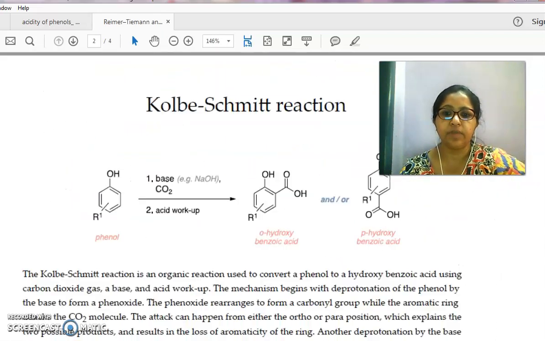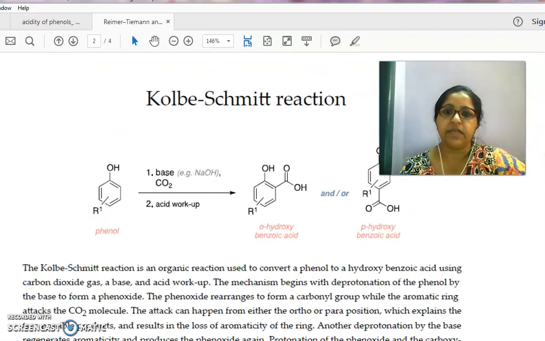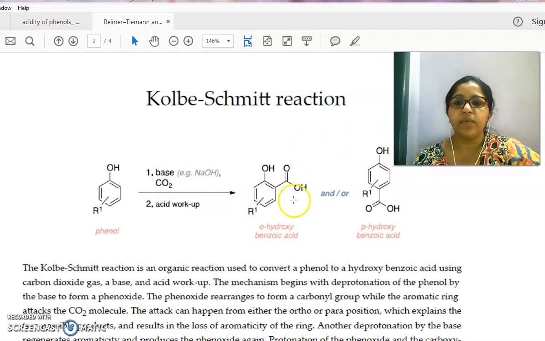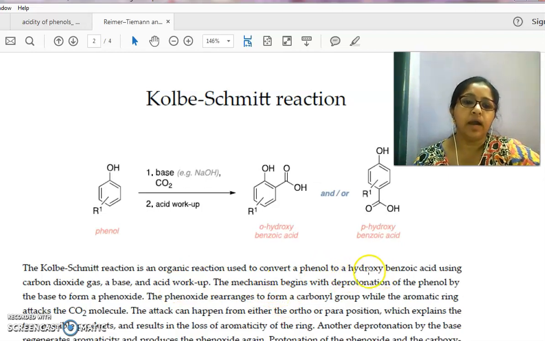Let us go to the next topic, the Kolbe-Schmidt reaction. What is this reaction? Here again carbon dioxide is an electrophile, and there is a role of base. Just in place of chloroform, carbon dioxide is the reagent. The Kolbe-Schmidt reaction is an organic reaction used to convert phenol to a hydroxy benzoic acid, ortho or para both, using carbon dioxide gas, base and acid workup.